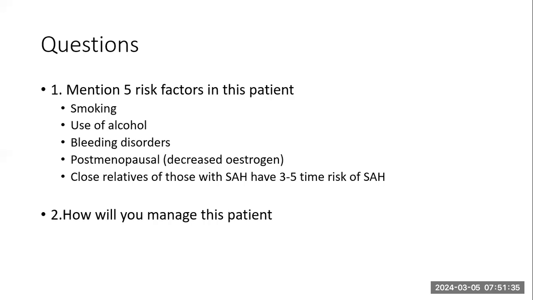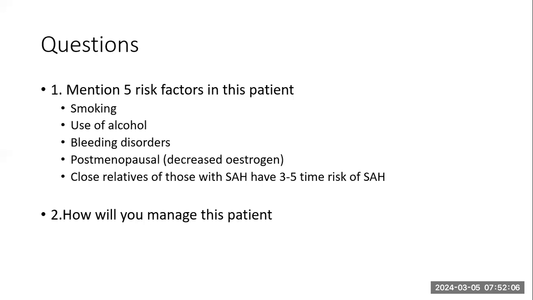we're told to mention 5 risk factors. For this patient, I was able to pick only 2, because we were told the patient was smoking and using alcohol. I think other things to ask are whether there is a history of subarachnoid hemorrhage in the family, which could also make the patient susceptible to subarachnoid hemorrhage. The other things that came across were bleeding disorders and being postmenopausal.